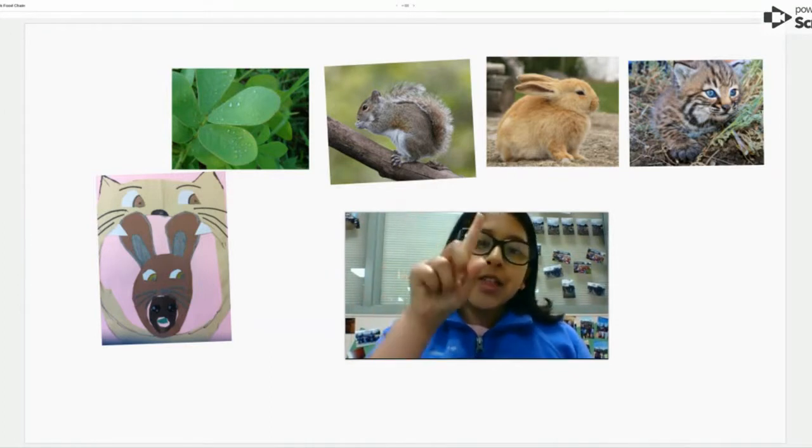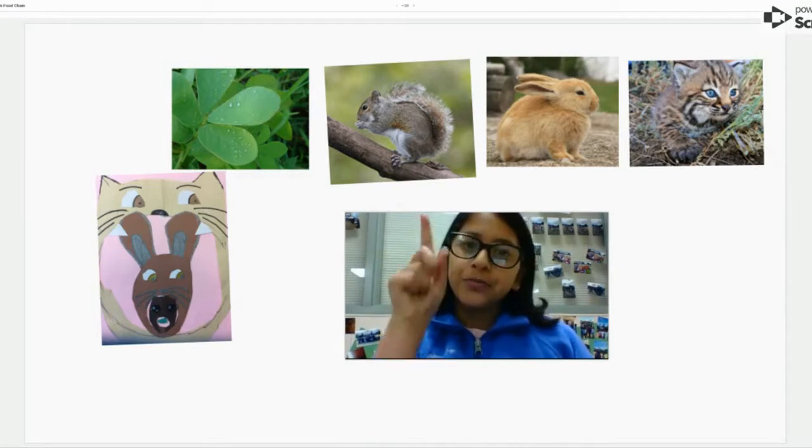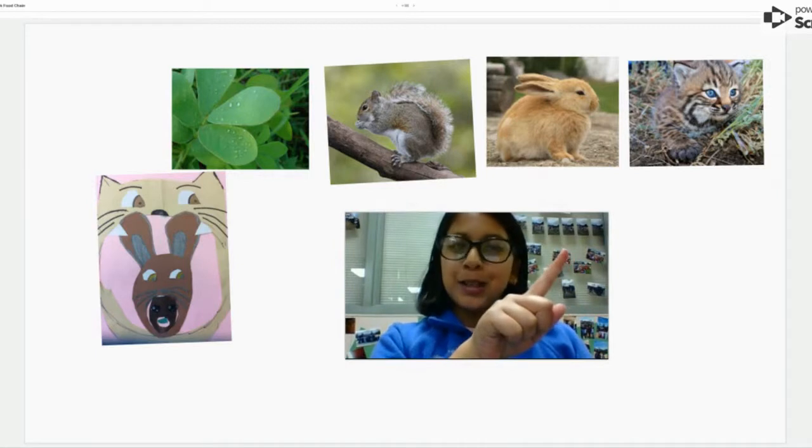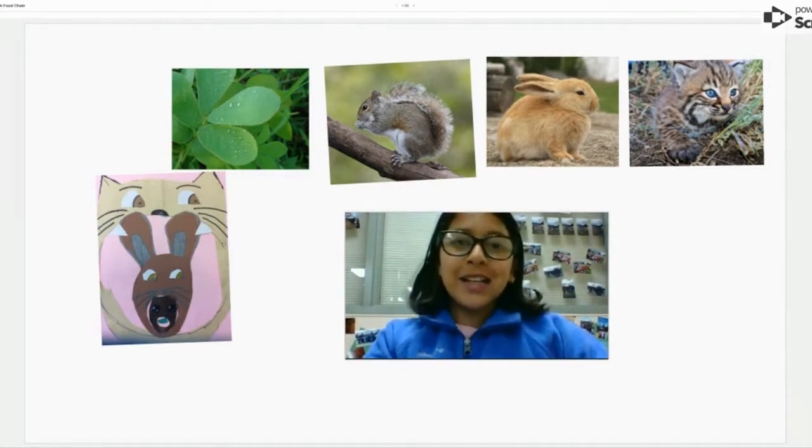After that, the black-tailed jackrabbit eats the squirrel. After that, the cute little bobcat eats the black-tailed jackrabbit. This is my food chain in Yellowstone National Park.